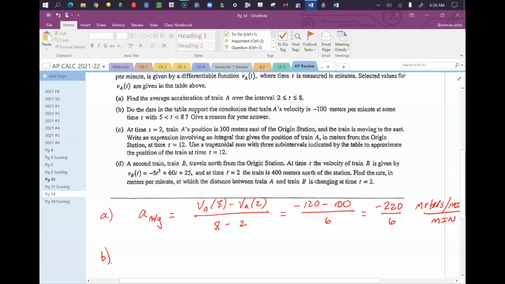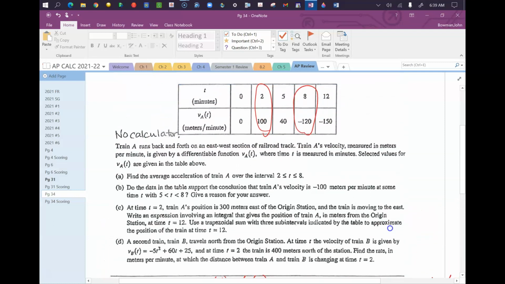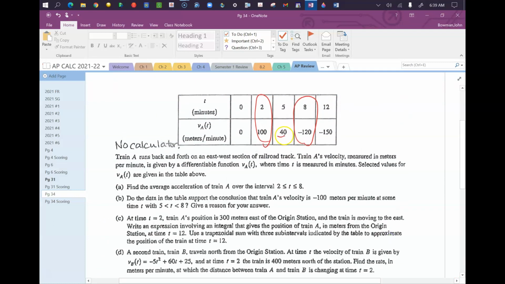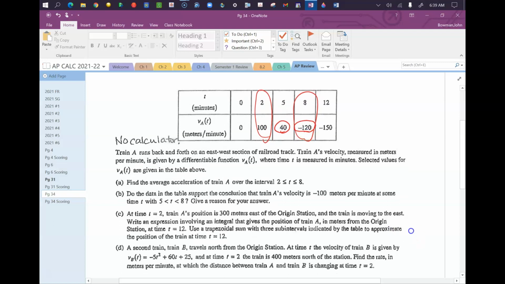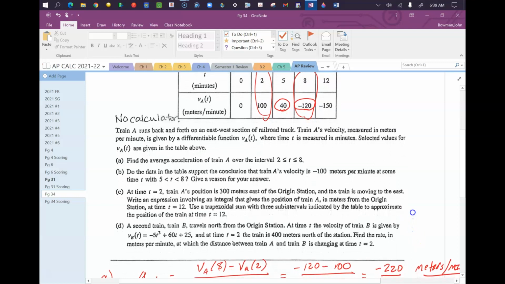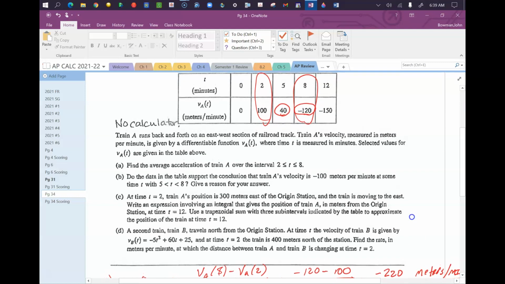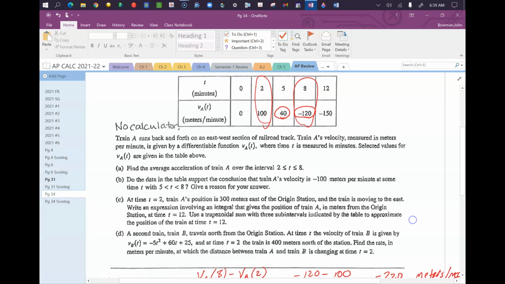Part B, it says, do the data in the table support the conclusion that train A's velocity is negative 100 meters per minute at some time between t equal 5 and t equal 8. Give a reason for your answer. So at t equal 5, the velocity is 40. At t equal 8, the velocity is negative 120. So negative 100 is between those two values, and we do know that VA is a differentiable function.